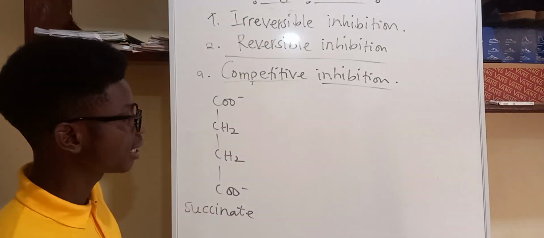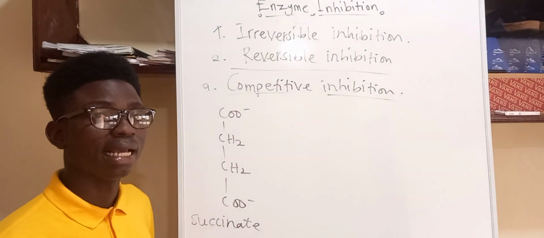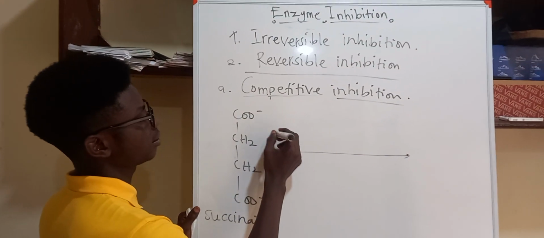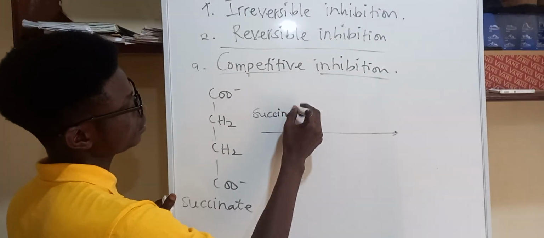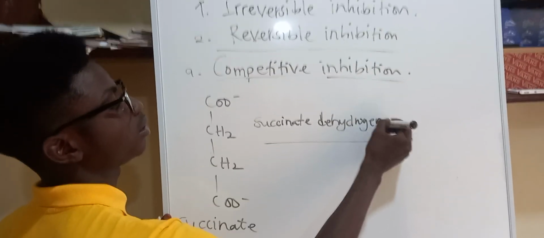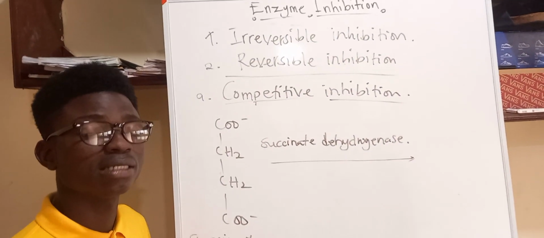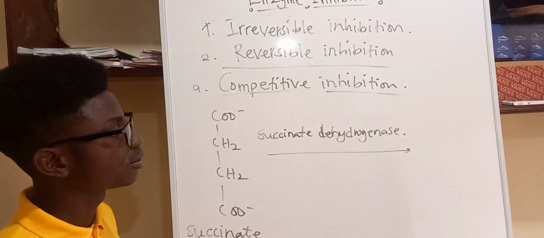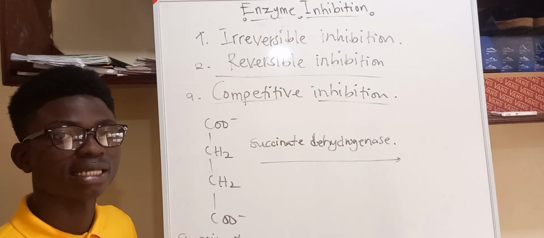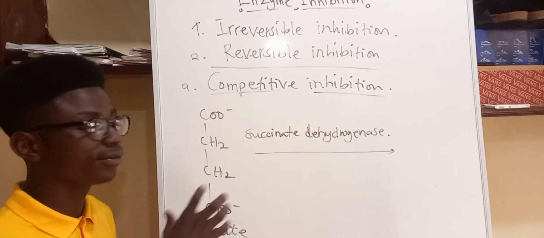Now this succinate undergoes a redox reaction, and it is catalyzed by the enzyme known as succinate dehydrogenase. This succinate dehydrogenase falls under the class 1 enzymes known as the oxidoreductases. Succinate from the fact that it acts on the succinate substrate, and dehydrogenase from the fact that it removes hydrogen from the substrate.